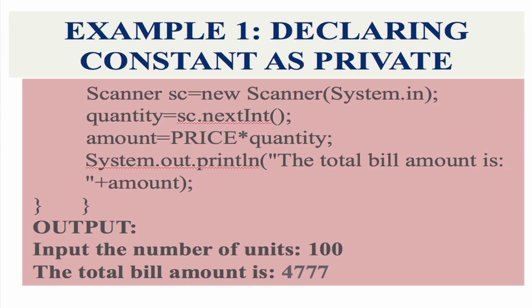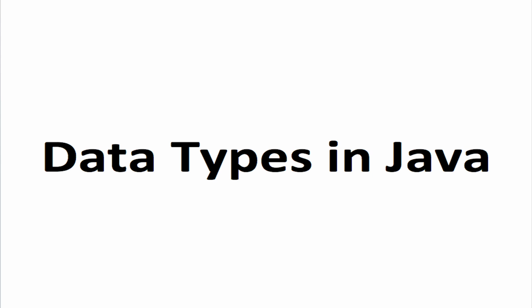So I have given you the demonstration of the constant. After creating any constant variable, we can use this constant variable in this way. So this is the program of constant. And now the next part of this lecture is data types in Java. Data type is also a very important part of Java programming. Before starting any calculation, before starting any process, we have to declare or define the variable using a data type. So this is the main purpose of the data type.